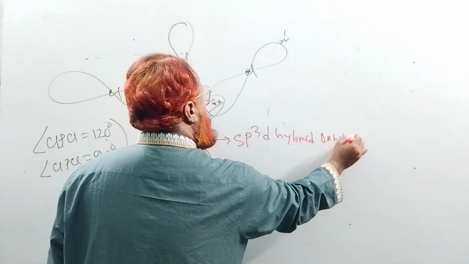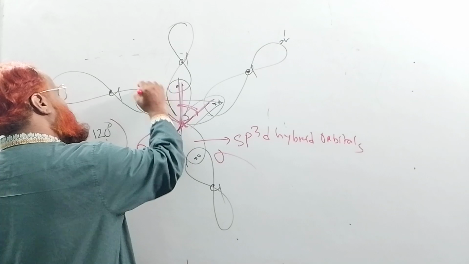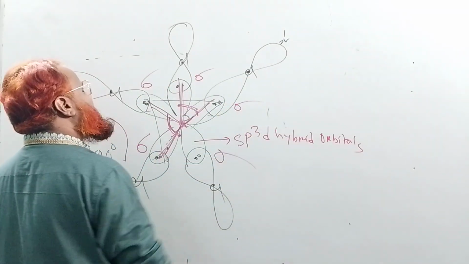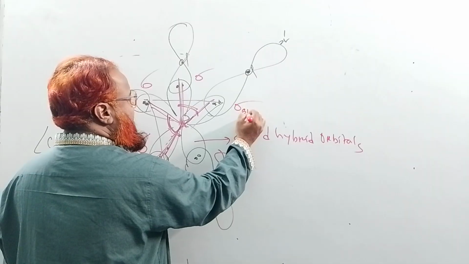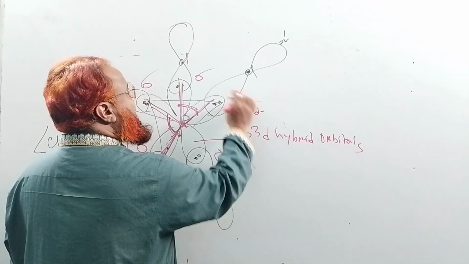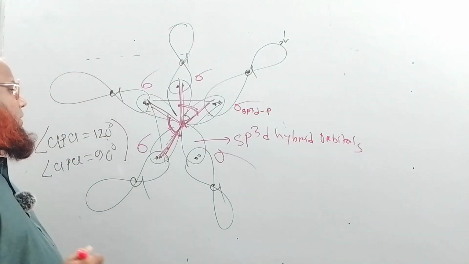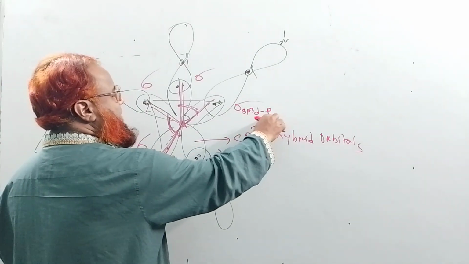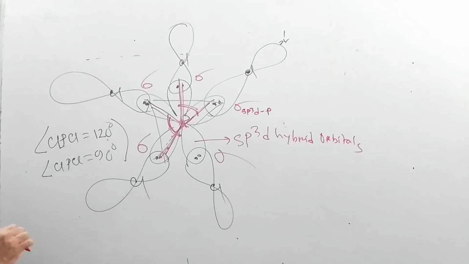And the thing is that here is head to head overlapping. So this is sigma bond, this is sigma, this is sigma, this is sigma, and this is also sigma. And you can also write here sigma is formed between the sp3d and what, this is the p orbital. So sp3d and p orbitals. So this is the hybrid and this is the non-hybrid p orbital, head to head overlapping can make sigma bond. So my dear student, this is the structure of your PCl5 having the hybridization type sp3d.